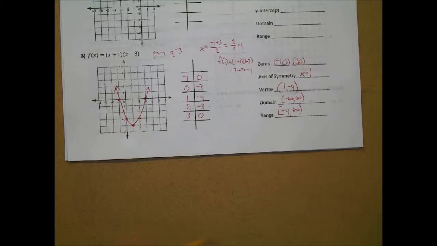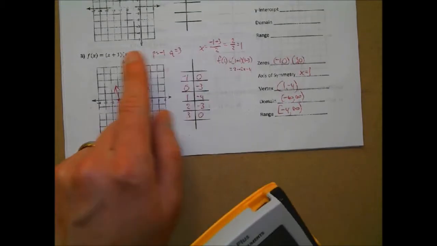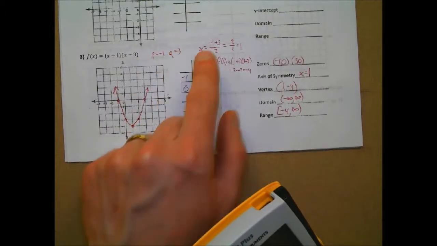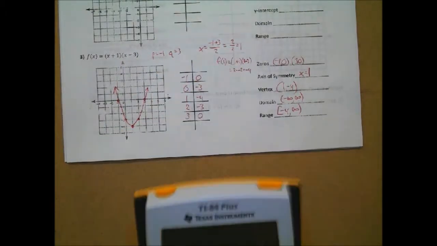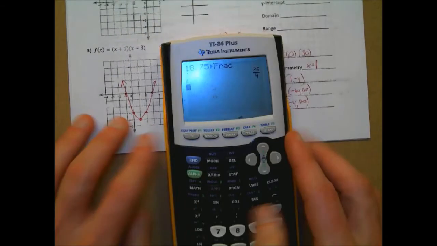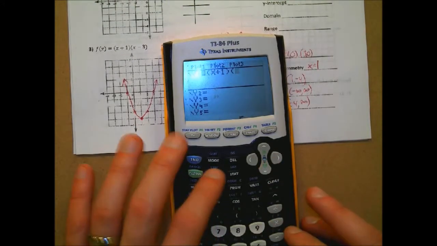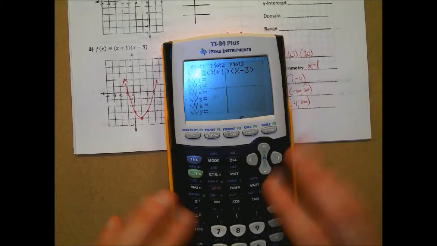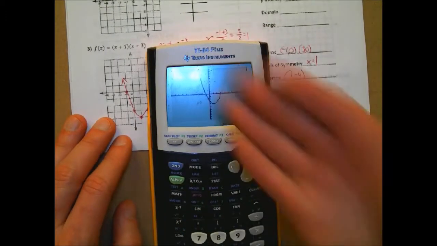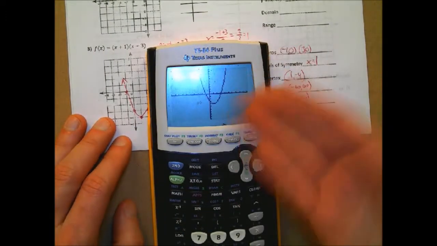Mr. Witt, what if I forget that P and Q are my zeros and that P plus Q divided by 2 gives me my X? What if I forget all that? Calculator. X plus 1, parentheses, X minus 3 in parentheses. Graph it. There's all you need right there.